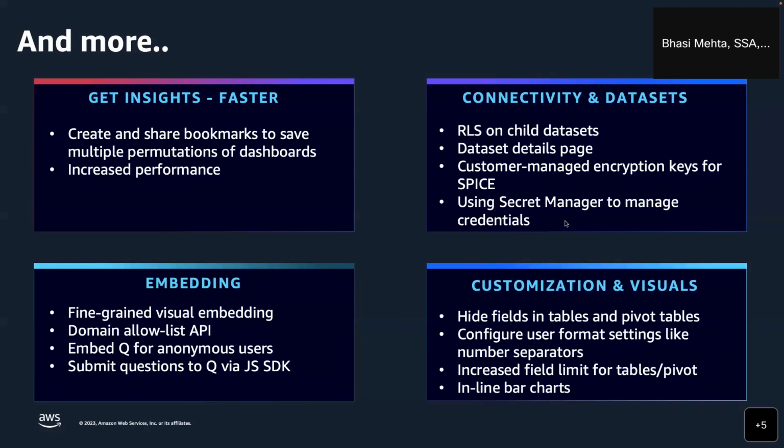Then as well as connectivity, being able to enable row-level security on child datasets, the dataset details page, customer managed encryption keys for SPICE, being able to use Secrets Manager to manage credentials, as well as when it comes to customizations, being able to hide different fields in tables and pivot charts, but you can still utilize those different calculations and have them apply, but just have those fields hidden, which is very exciting. And then being able to configure different user format settings like number separators, increasing the field limit for tables and pivots, as well as our inline bar charts.